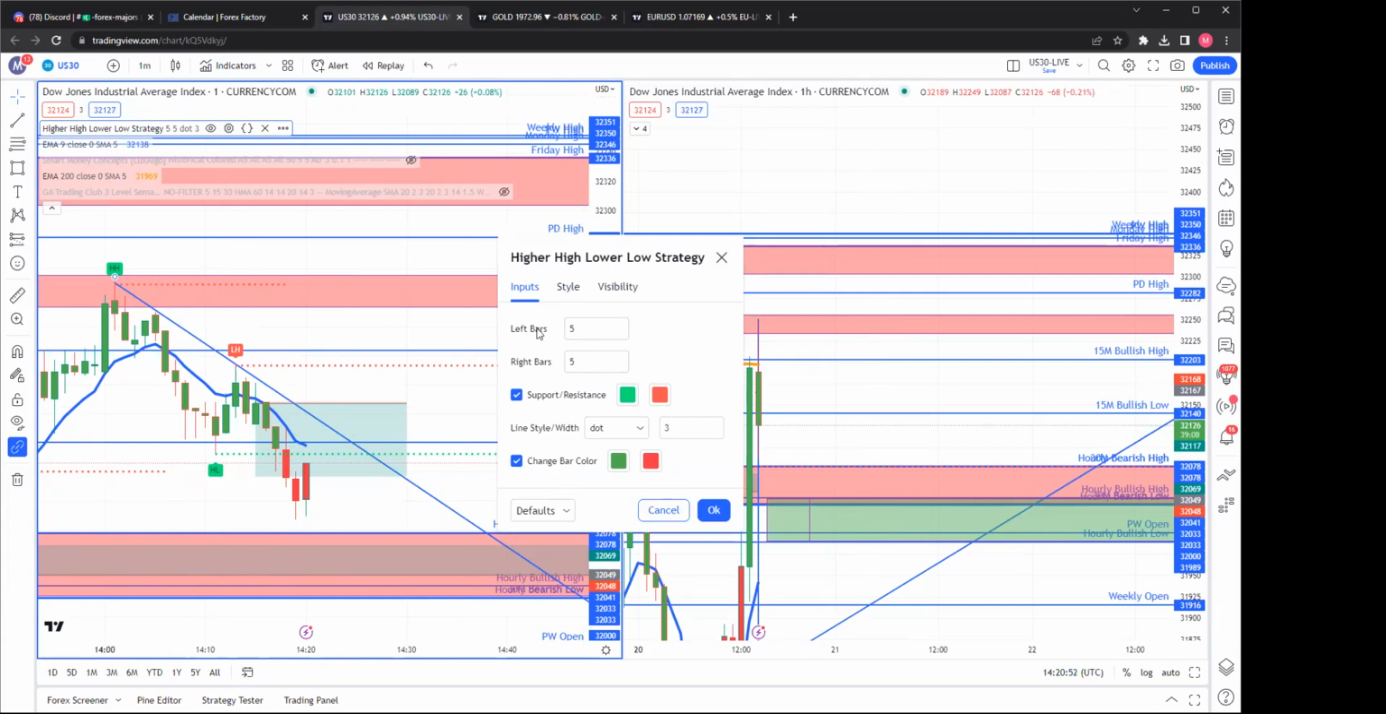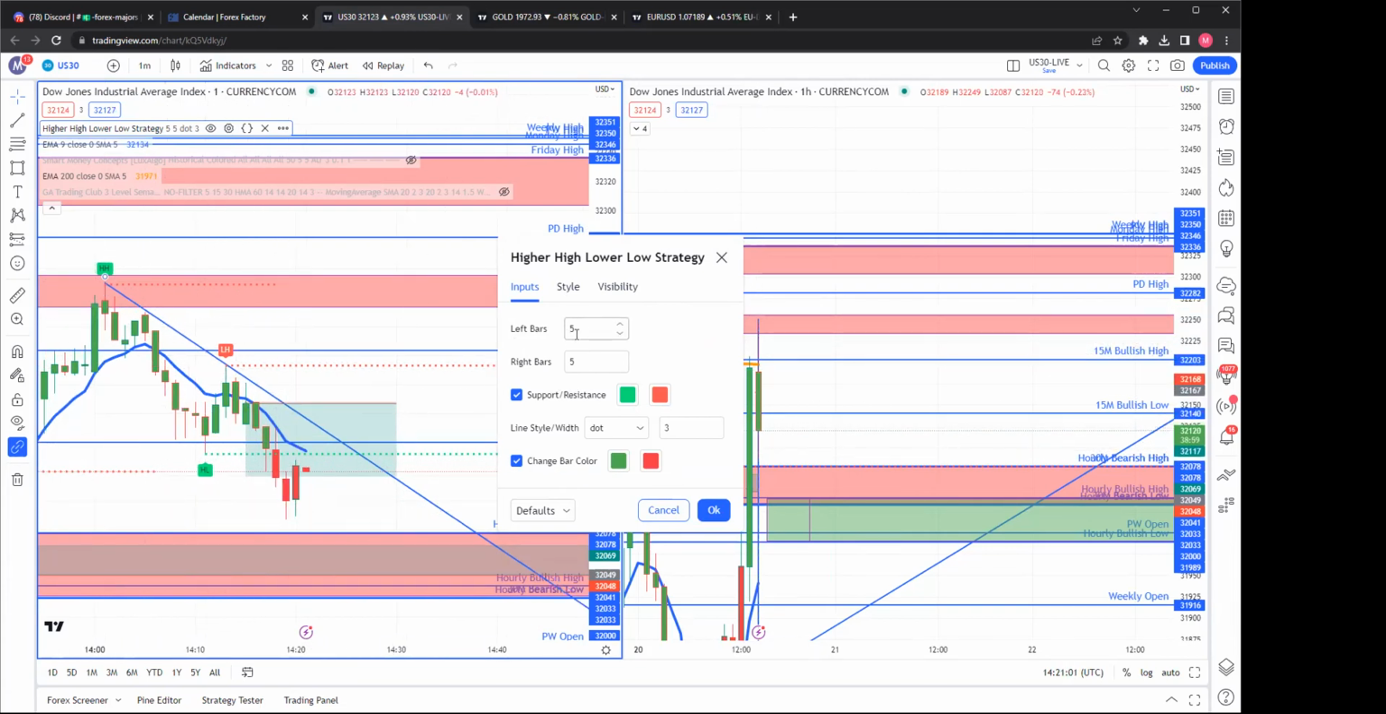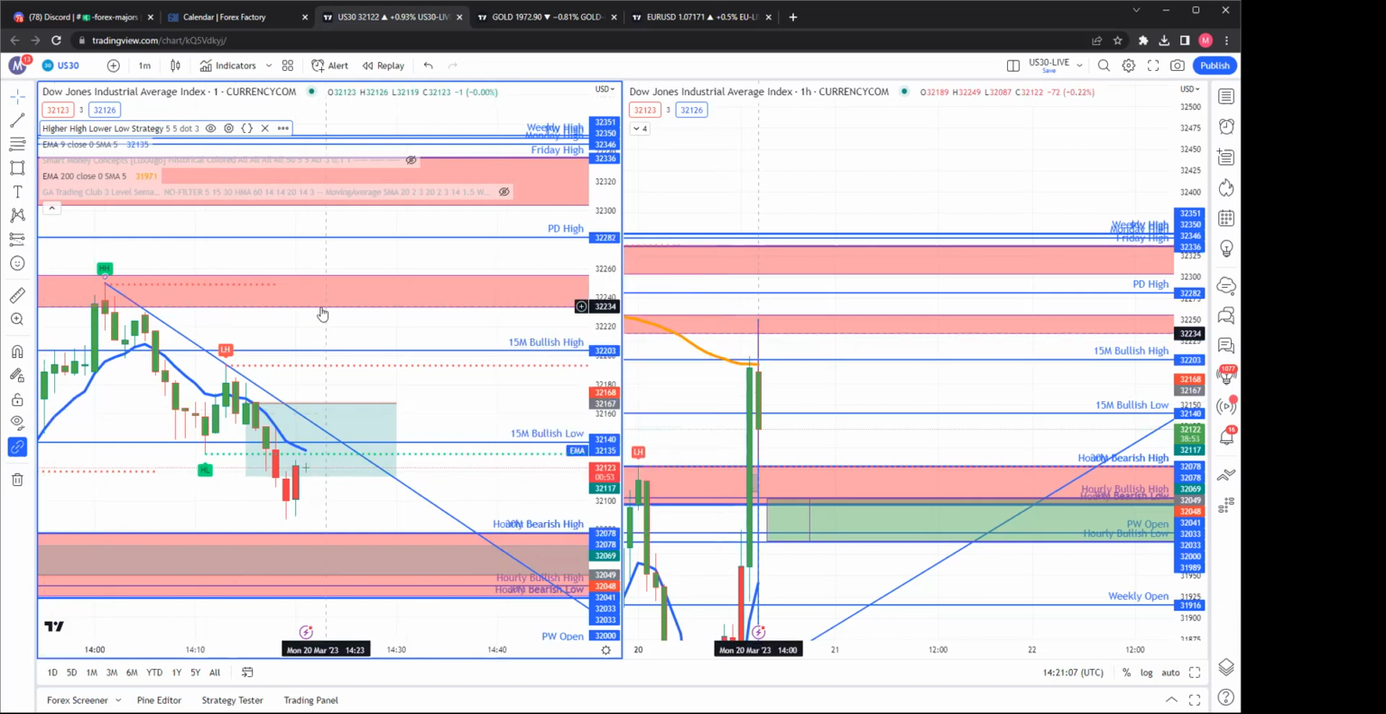You can check. So this means like left bars, it means that a zone, which means a structural area like a higher high, lower low, lower high, will be established after 5 candles to the right or to the left. Now, if you want this to be established after 3 candles, go ahead and change that. But personally, I do not.